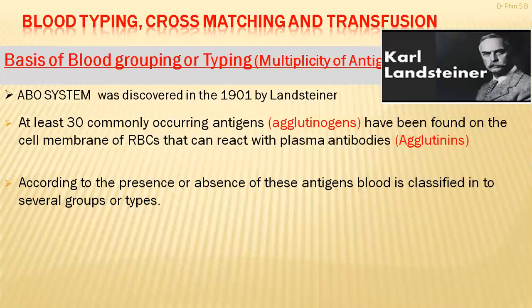Those that have antigen A are classified as blood group A. Those that have antigen B are classified as blood group B.